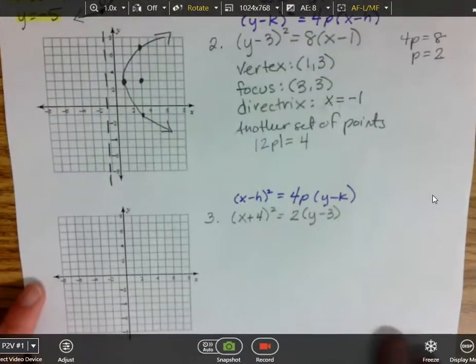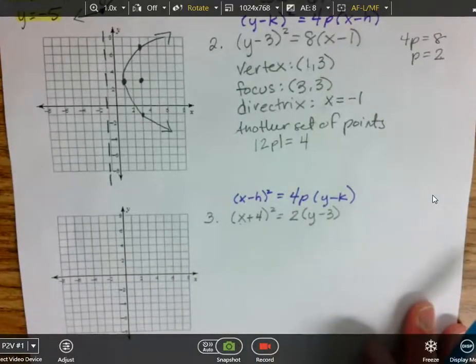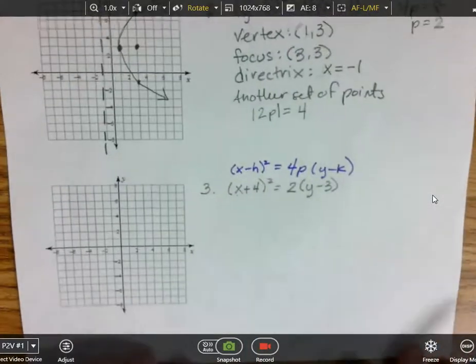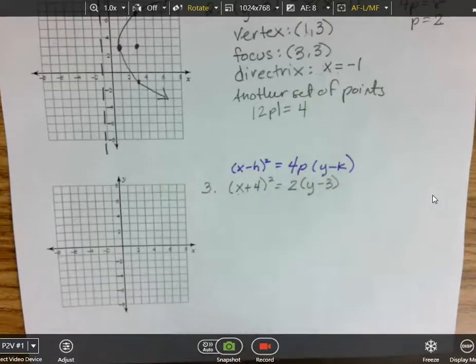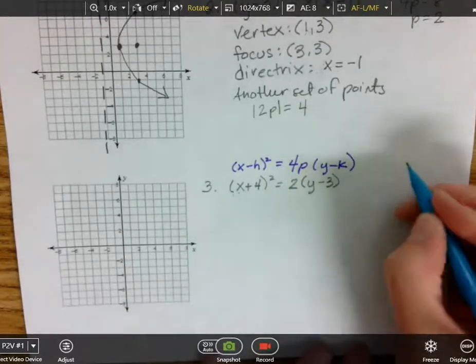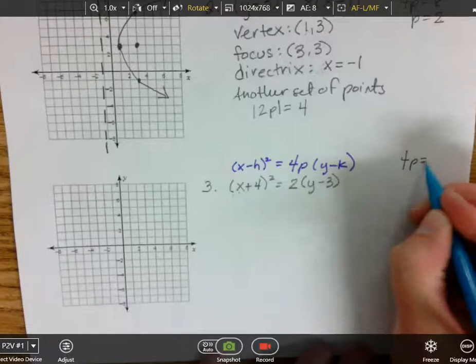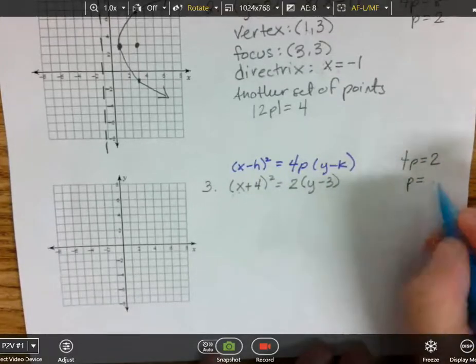Okay, in 3, you can see it's different because now it's the x that's squared. So you're going to expect basically what used to happen to your x happens to your y. Take a minute to write down both the general form and our specific problem here. And we're going to still start by finding p. So we're still going to set 4p equal to 2. And you get p equals 1/2 or 0.5.